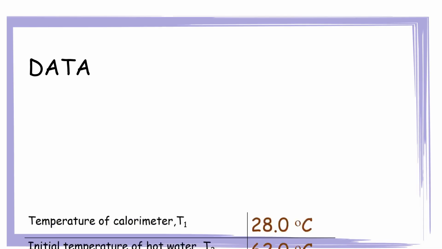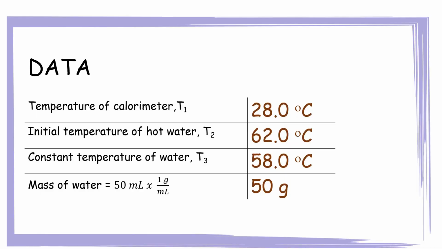These are the data obtained from the experiment. Temperature of calorimeter, T1, is 28 degrees Celsius. Initial temperature of hot water, T2, is 62 degrees Celsius. Constant temperature of water, T3, is 58 degrees Celsius. Mass of water is 50 grams.